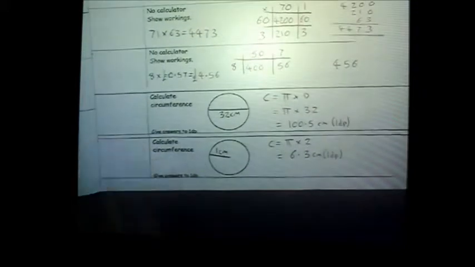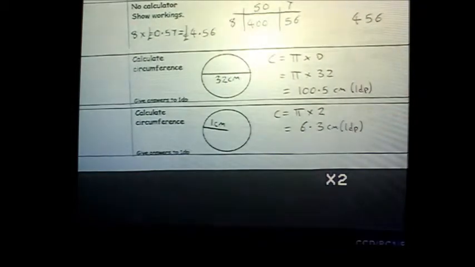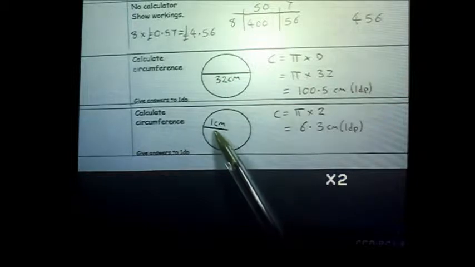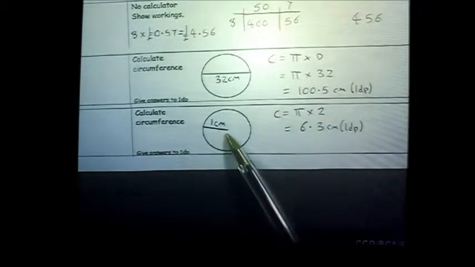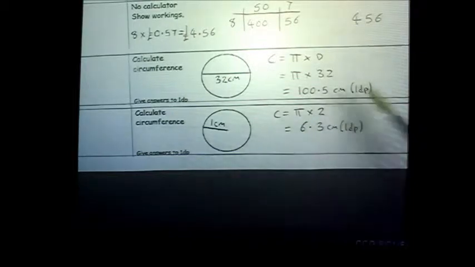The one underneath that is very similar. You need to use the formula again. Circumference is pi times the diameter. Always write it down. I've not done it for this one. The diameter of this one is 2, because that's the radius it's given you. The diameter is all the way across, and that's just the radius because it only goes halfway across. So it's pi times 2, 6.3 centimetres, 1 decimal place. Please make sure you put in units, centimetres.